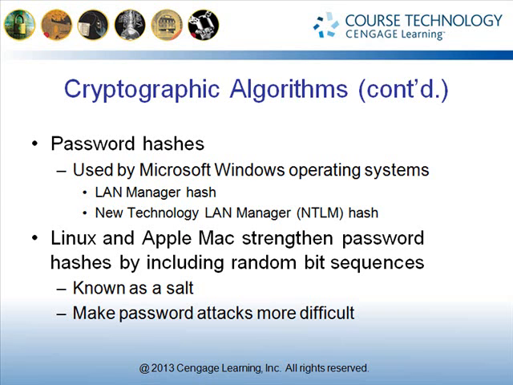Now, Linux by default uses MD5 for hashing passwords. The Apple Mac uses SHA-1. Both Linux and Apple Mac strengthen their passwords by including a random sequence of bits as input along with the user-created password. These random bits are known as a salt, and they can make some types of password attacks much more difficult. Microsoft Windows does not use salts.